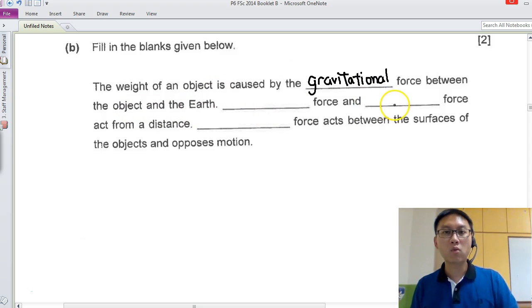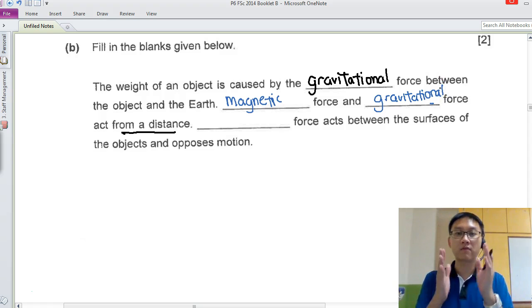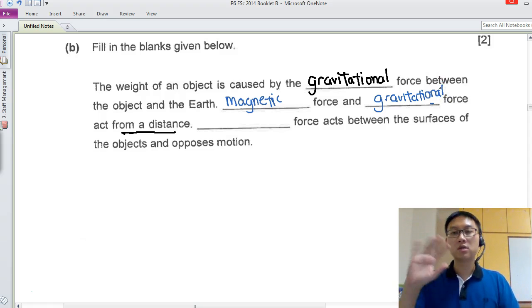What force and what force act from a distance? So the key word here is from a distance. So what are the two forces that act on a distance? Remember? Yes, magnetic force is one of them, because they don't have to touch each other, and gravitational force is the other one. So these two forces, your magnetic and your gravitation, do not need to touch in order for the force to happen.